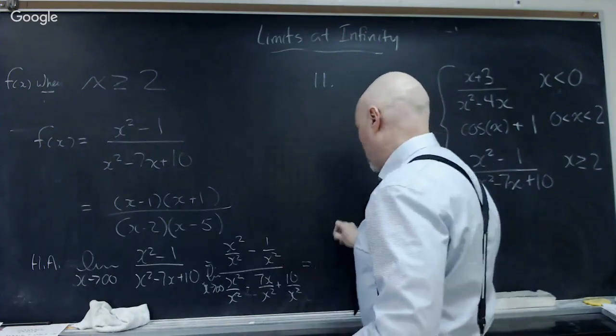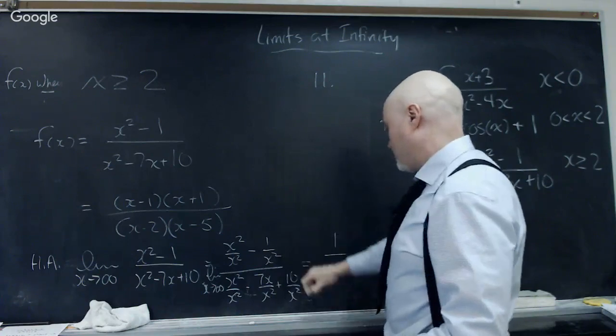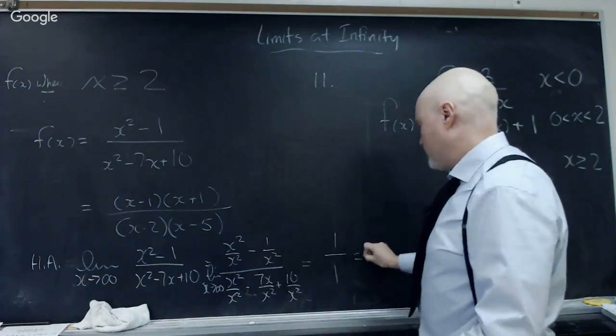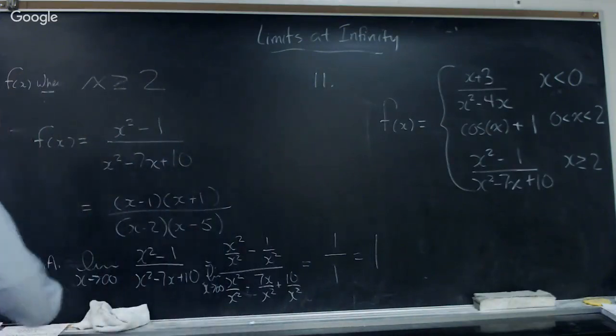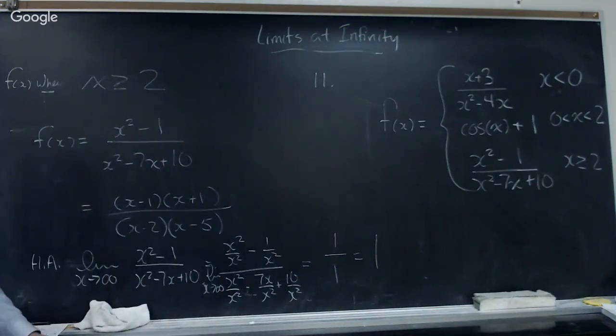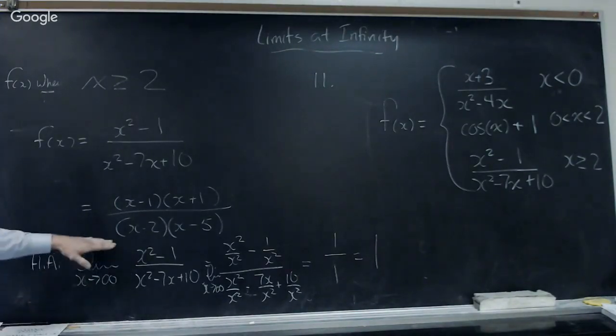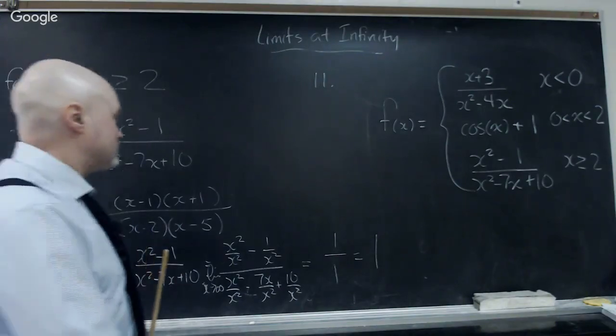And so these both go to 1 over 1 when I put in my limit. Everything else is 0. And so this tends to 1 as x tends to infinity. And so I have a horizontal asymptote that is basically 1, or y equals 1. Okay. Vertical asymptotes.